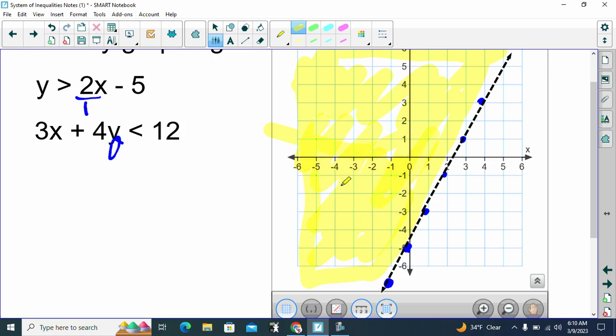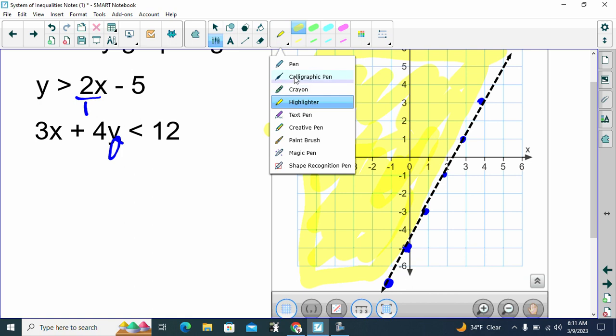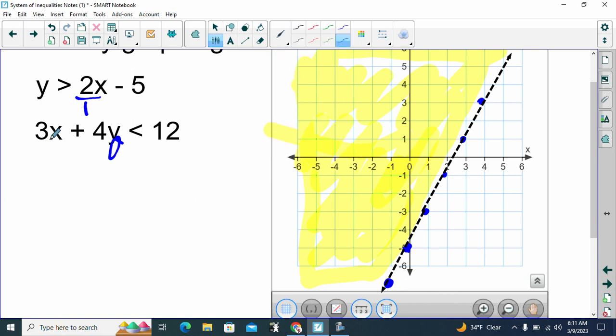That's my first inequality. Now we do the second one. The second one is in standard form. You can either change it to slope-intercept form or find the x and the y-intercepts. I'm going to find the x-intercept and the y-intercept. The x-intercept, I put in 0 for y, is going to say 3x equals 12. Solve for x. And I get x equals 4. My x-intercept is 4.